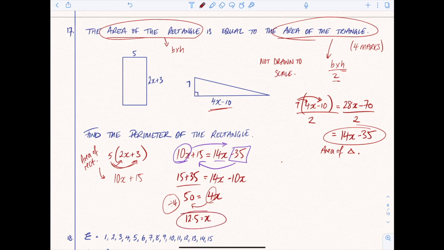Okay. So we just picked up another mark. We picked up a mark here for forming the equation. We picked up a mark for finding the value of x.